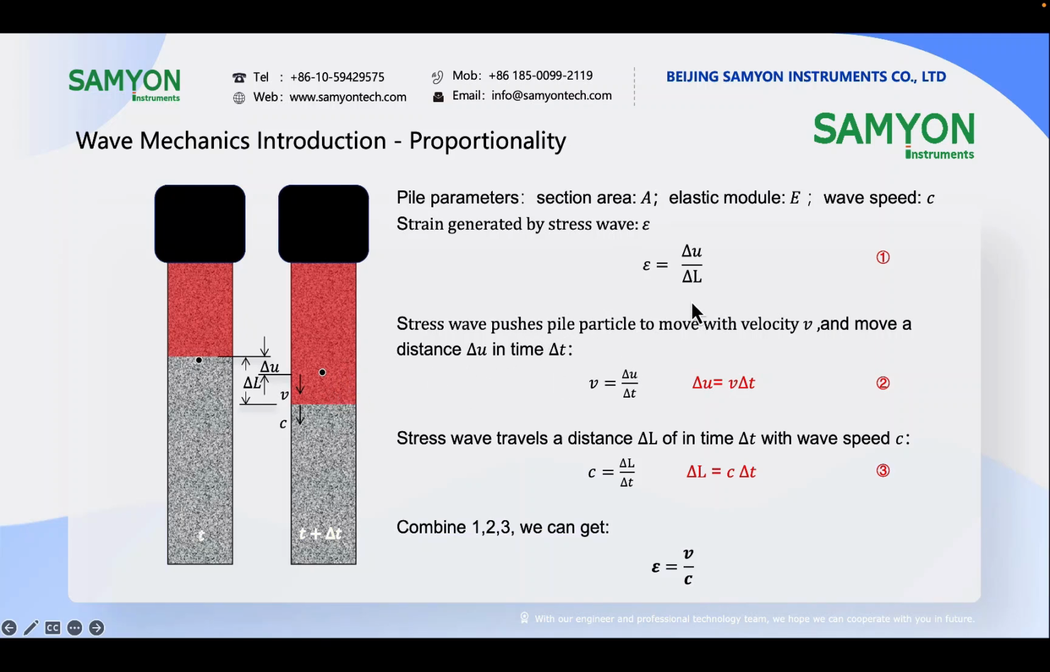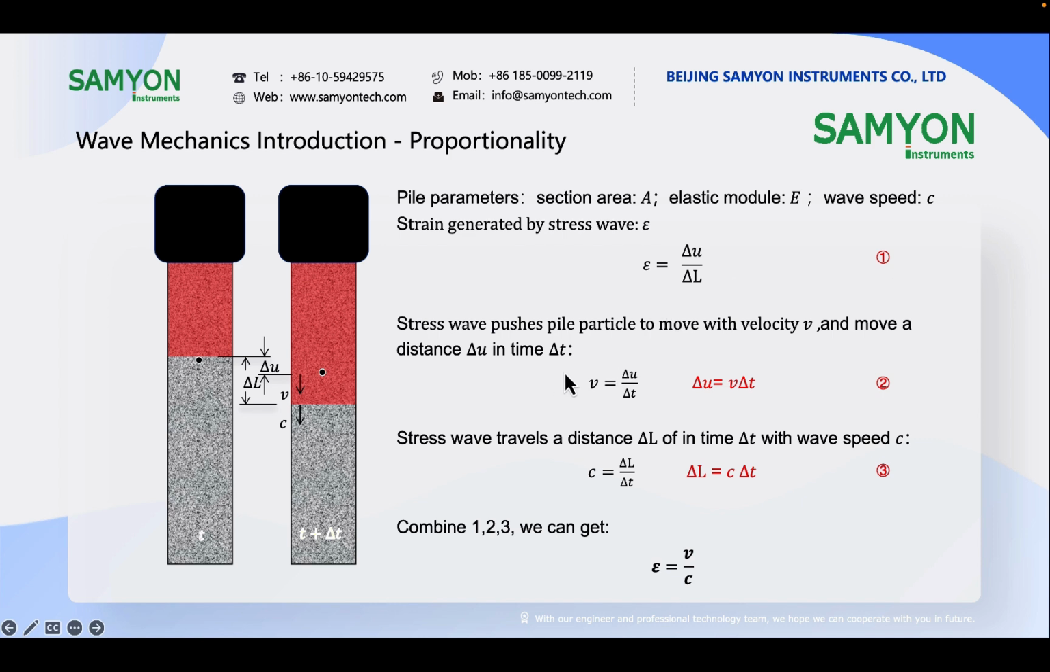So in the time of delta t, the particle moves a distance of delta u, and the stress wave moves a distance of delta L. So we can define the strain. Strain equals delta U divided by delta L. This is the definition of strain. So this is formula 1.